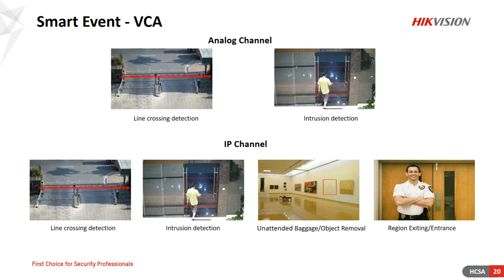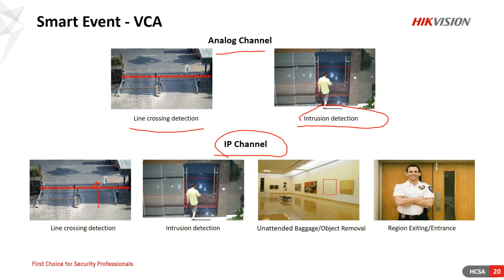So let's talk about the smart event about the PCA. For the analog channel, the DVR is going to analyze the video, but the analog camera cannot do that. The DVR is going to analyze two kinds of behavior, like line crossing detection and intrusion detection. These two kinds of detection. And for the IP camera, it's going to do more kinds of functions, like line crossing.